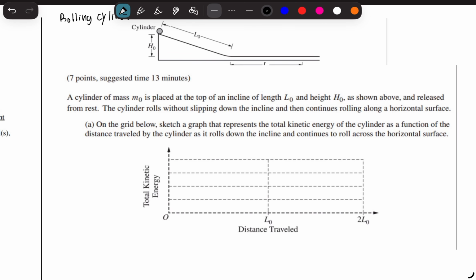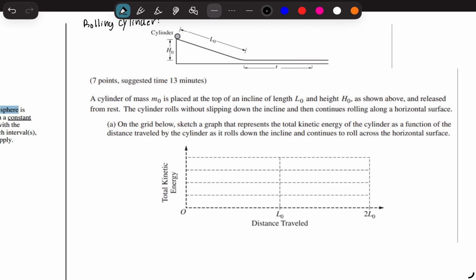A cylinder of mass M0 is placed at the top of an incline of length L initial and height H initial, as shown above, and released from rest. The cylinder rolls without slipping down the incline and then continues rolling along a horizontal surface. On the grid below, sketch a graph that represents the total kinetic energy of the cylinder as a function of the distance traveled by the cylinder as it rolls down the incline and continues to roll across the horizontal surface.